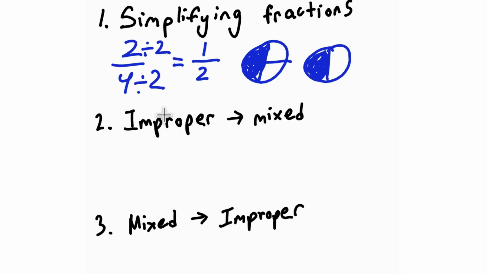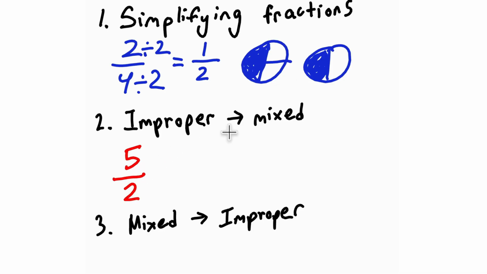After that, we have improper fractions to mixed numbers. So what do I mean by that? An improper fraction is a fraction where the top number is greater than the bottom number, while a mixed number is a type of fraction where there's a whole number plus a fraction part. So let's just say I have the improper fraction 5 over 2. How do I convert that into a mixed number?